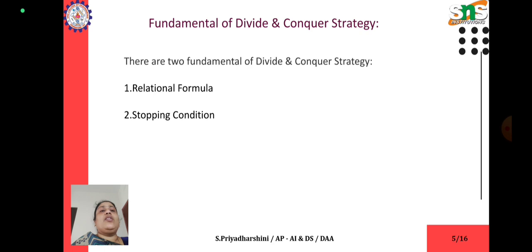Now the basics, or fundamentals, of the divide and conquer strategy. There are two fundamental things used in divide and conquer: one is the recurrence relation and the other is the stopping condition. What is meant by the recurrence relation? It is the formula that we generate from the given technique. After generating the formula, we apply the DNC strategy, that is, we break the problem recursively and then solve the broken sub-problems. Stopping condition: when we break the problem using divide and conquer, we need to know for how long we need to apply it. The condition where we need to stop the recursion steps of DNC, that is divide and conquer, is called the stopping condition.